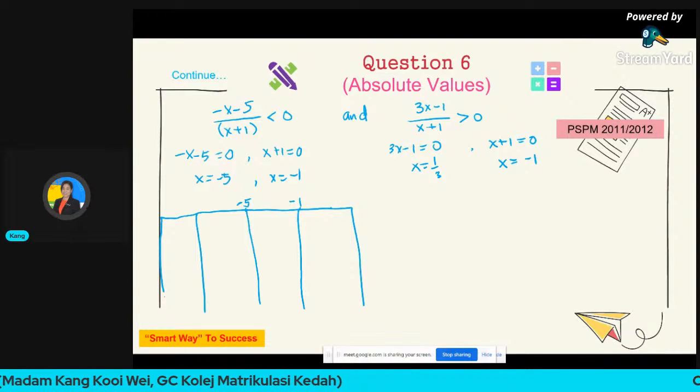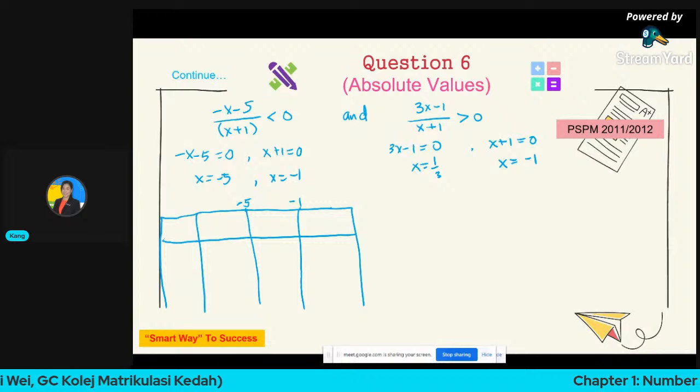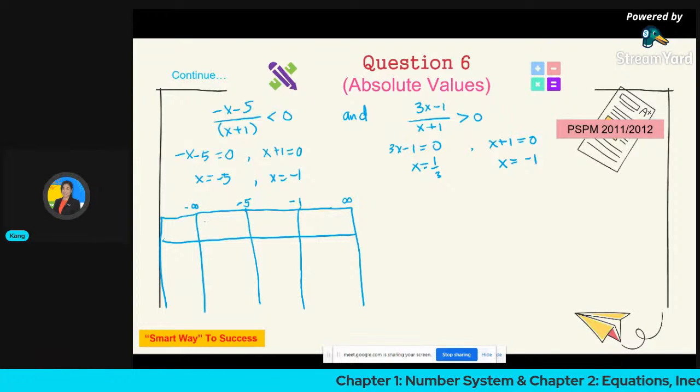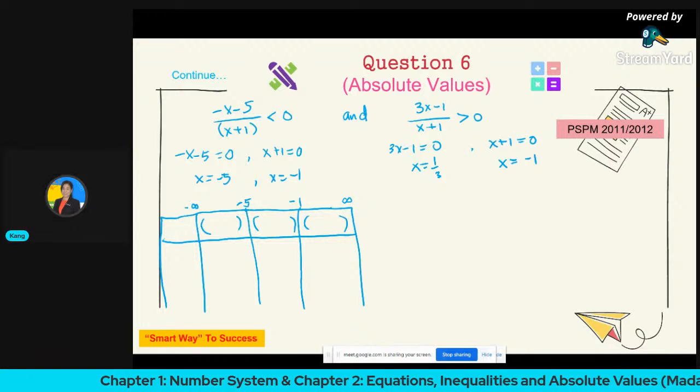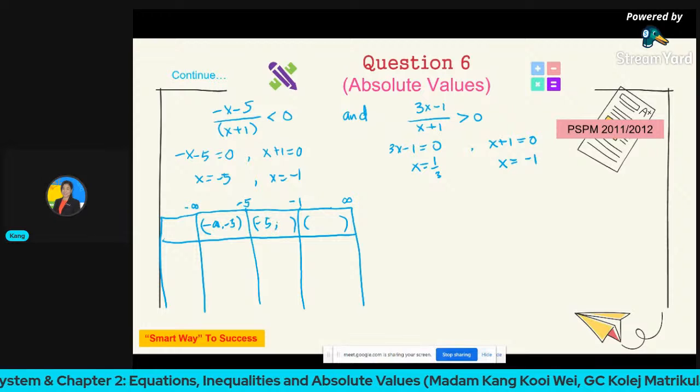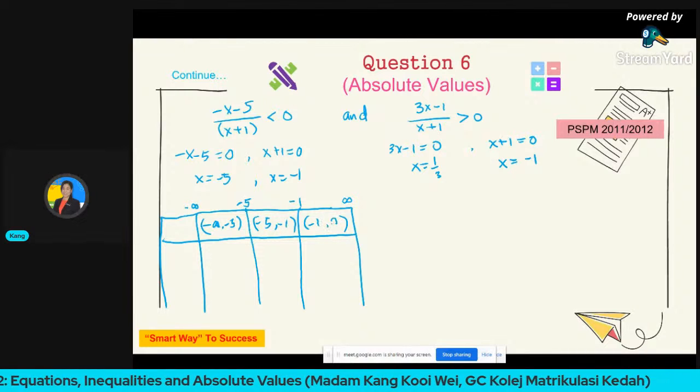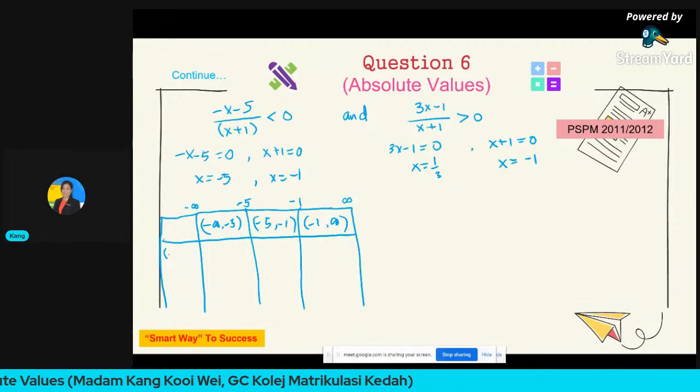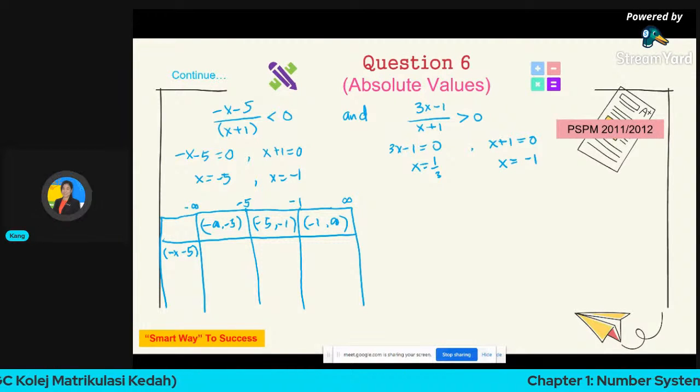Okay, then this one you can label as negative infinity. This one is positive infinity. For the first row here, all with an open bracket: negative infinity until negative 5, negative 5 until negative 1, negative 1 until positive infinity. Then for the first column, fill in the factor from the inequality, x plus 1.